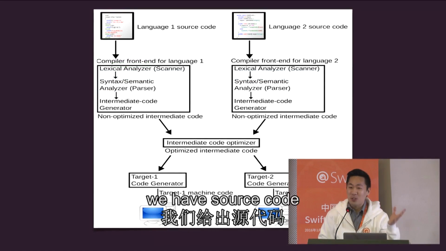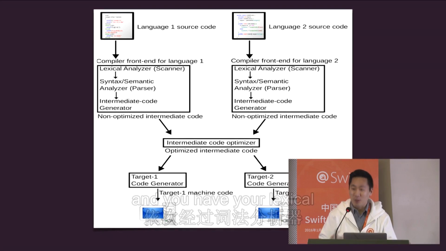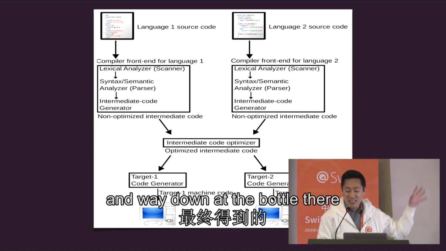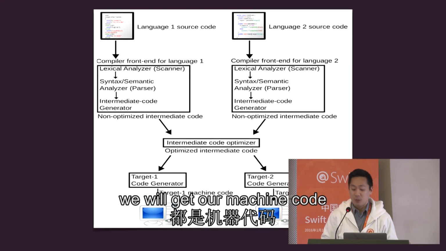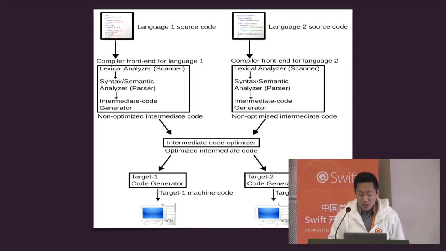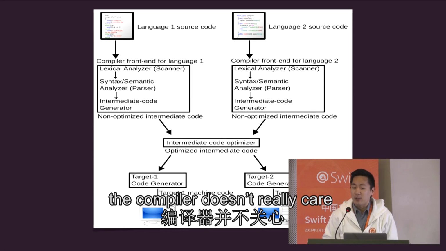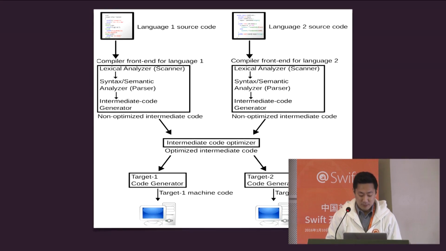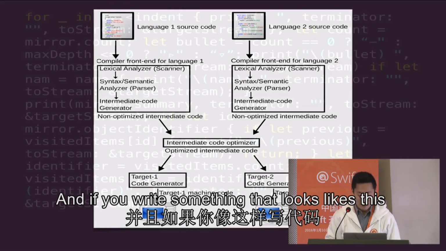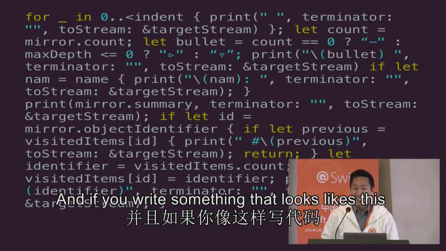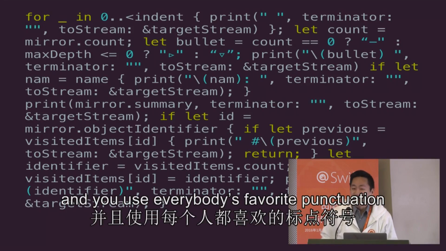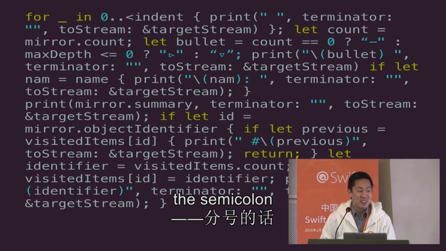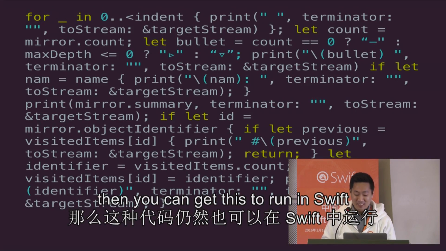We have source code, and then you have your lexer, your parser, your compiler, and then way down at the bottom there, we'll get our machine code. So that's kind of true. The compiler doesn't really care what your code looks like as long as the syntax is correct. And if you write something that looks like this, and you use everybody's favorite punctuation, the semicolon, then you can get this to run in Swift.